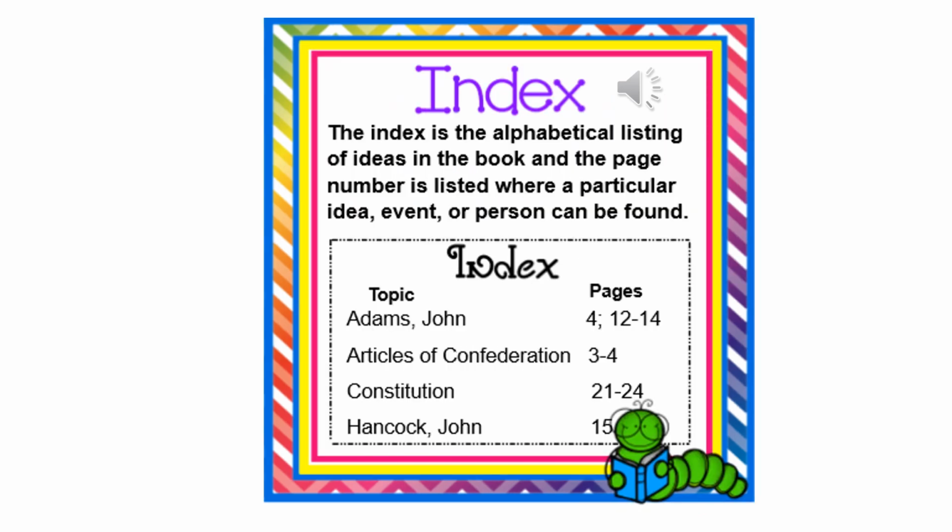Index. The index is an alphabetical listing of ideas in the book, and the page number is listed where a particular idea, event, or person can be found. If you look at the example below, you would see that in the index you will find information about Adams, John, on page 4 and also on page 12 to 14.